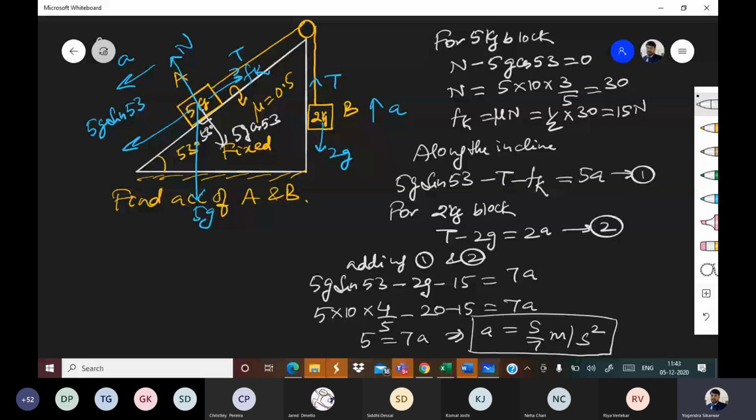And for 2 kg block, that is only in vertical direction. So upward force is tension, which is causing the motion because it is accelerating upward. So T minus 2g, because it is acting downward, should be equal to 2a. When you solved, you got a is equal to 5 by 7 meters per second square.